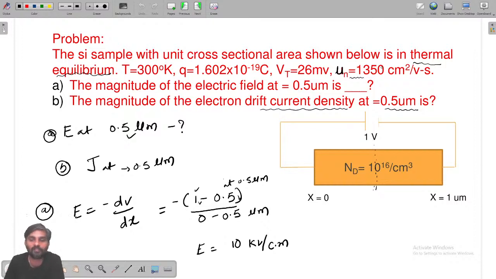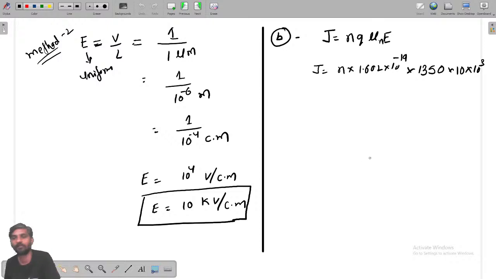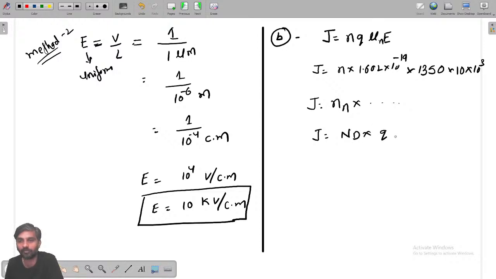Did he give the concentration value? Yes, he has given it right here. In the problem he has given Nd. So J is equal to Nd into q mu n into E.